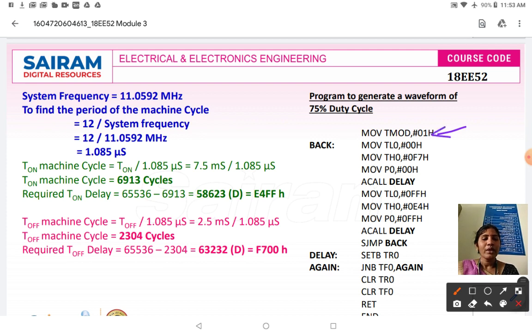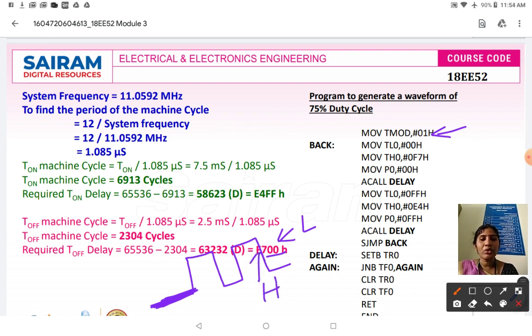#01. Next, I first need to have the off period, then the on period, off period, on period, like that it should come. So first I will load the data that is required for the off time delay. F700, in this 00 will be your lower byte and F7 is going to be your higher byte. I am planning to use timer 0, so we will be loading the data in TL0 and TH0. So MOV TL0, #00. TH0 will be F7. Then I am going to move the value 00 to port 1. ACALL delay.